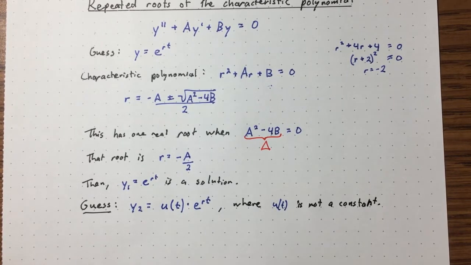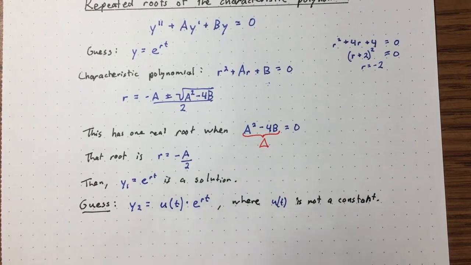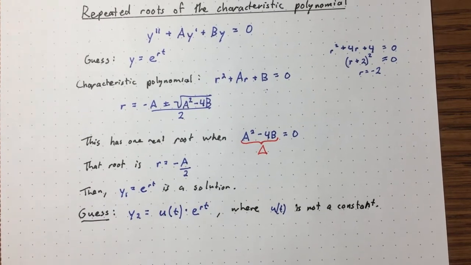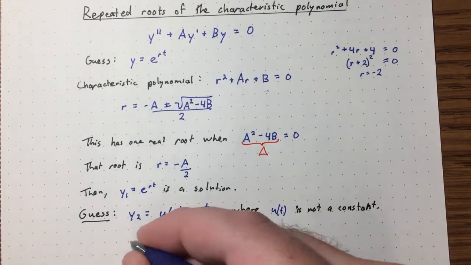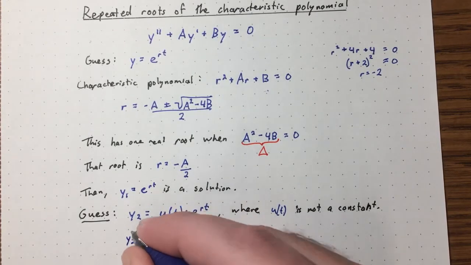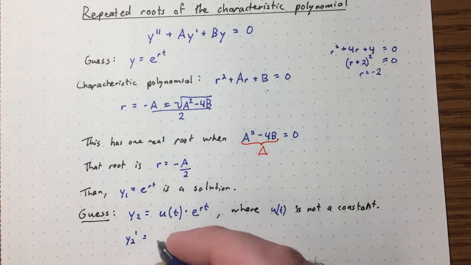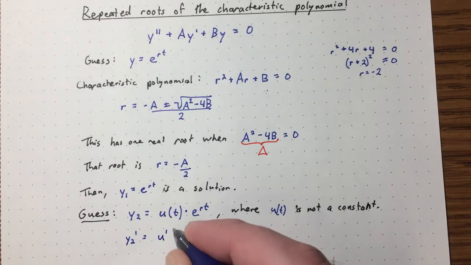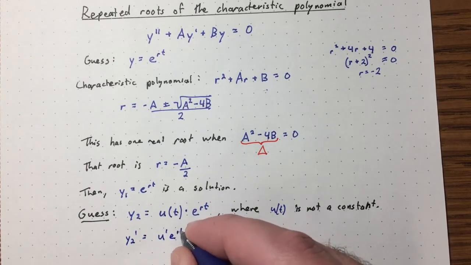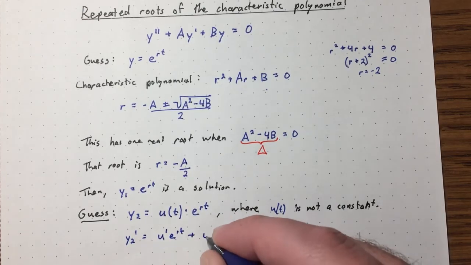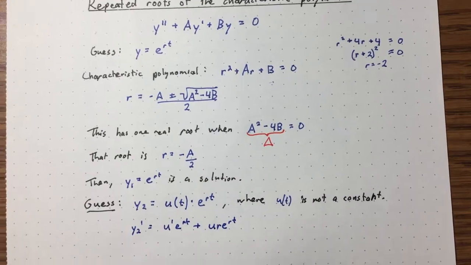Now what are we going to do with this? We'll do the natural thing and plug it into the differential equation and see if we can deduce what this function u is. Let's take the derivative. It's the product rule: u of t is some function of t, so y prime is u prime e to the rt plus u r e to the rt.